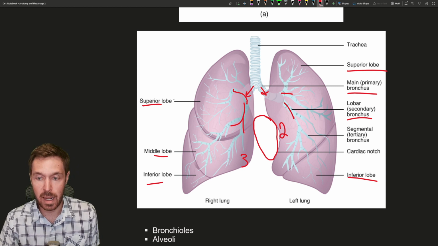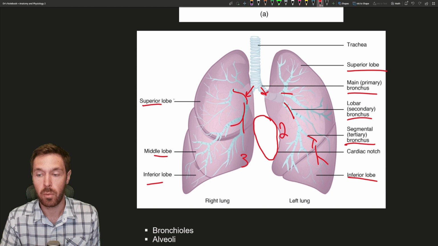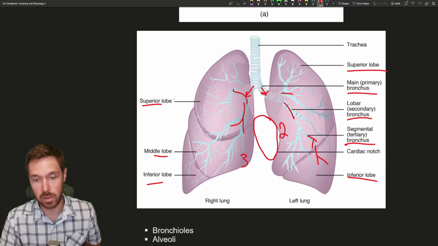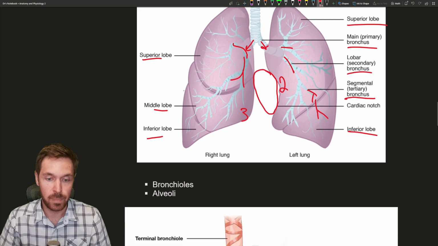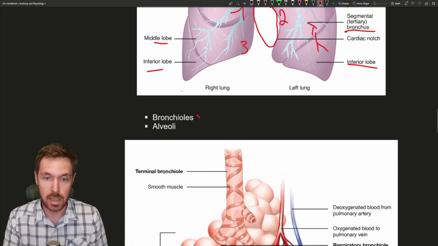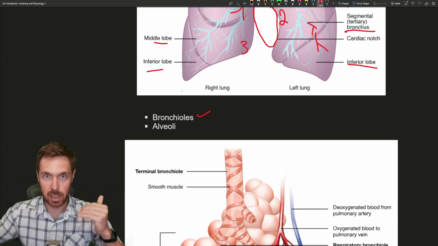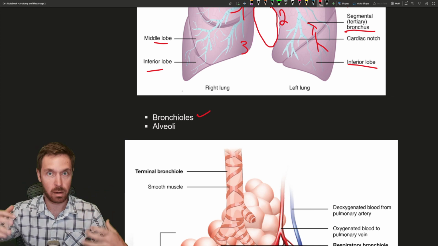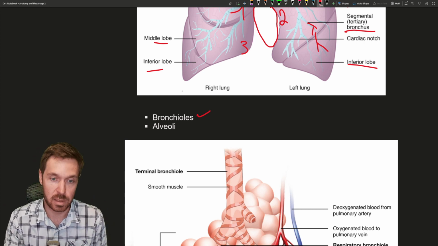But as you get down smaller, you get to the segmental or tertiary bronchi, which are the very small ones. And then you get to the bronchioles, which are the very, very small tubes. So these are all tubes moving down through, and we get to the bronchioles. No gas exchange has taken place yet. Right now all these are our roadways for air, CO2 and oxygen to move in and out of the lungs.